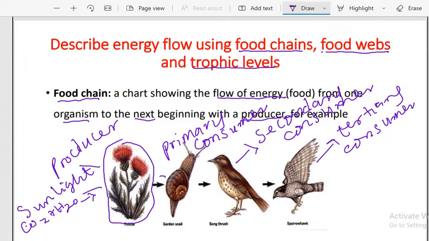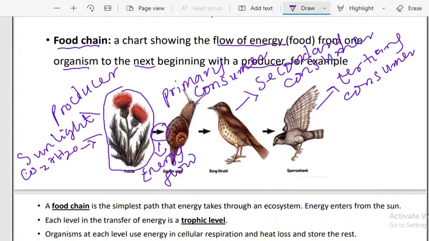Now, the arrow in a food chain means energy flow. I've seen questions where they ask you what the arrow represents. It means energy flow. So a food chain is a chart showing the flow of energy, food, from one organism to the next, beginning with the producer.